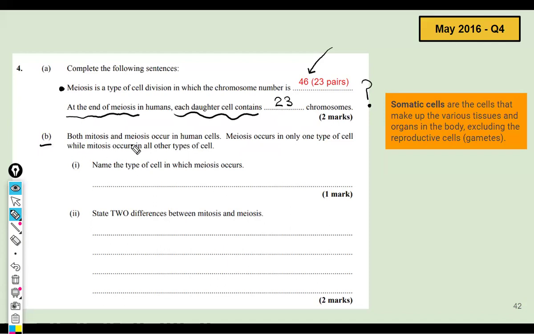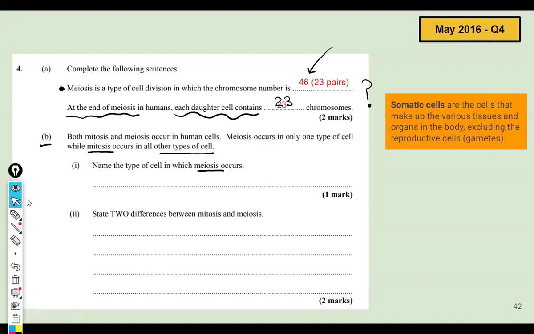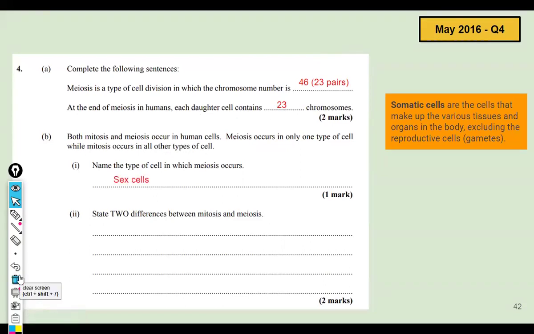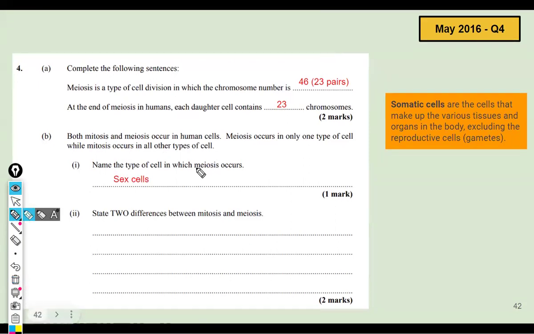Both mitosis and meiosis occur in human cells. Meiosis occurs in only one type of cell, while mitosis occurs in other types of cells. Name the type of cells in which meiosis occurs. Now, I believe I have the wrong answer here, but let's see. Oh, no, I have the correct answer. It's sex cell. So yes, I got this one correct.